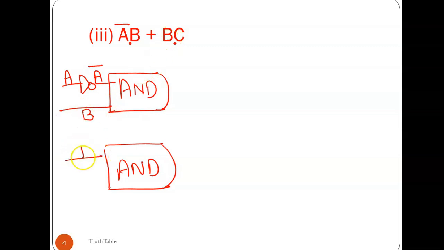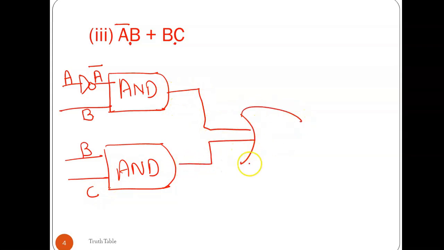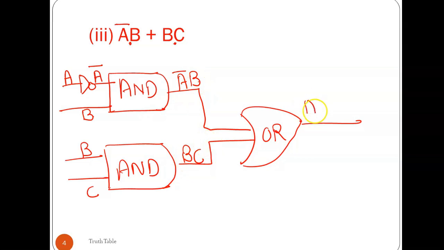Then you have BC. So this is B and this is C, and when the output comes, you have to join them with the help of an OR gate, and you are done. If you want to write it properly, please don't forget to write it down. If the expression is small, you can just mention it here, or the output is also fine. Okay, so this is the third part of the logic circuit diagram.